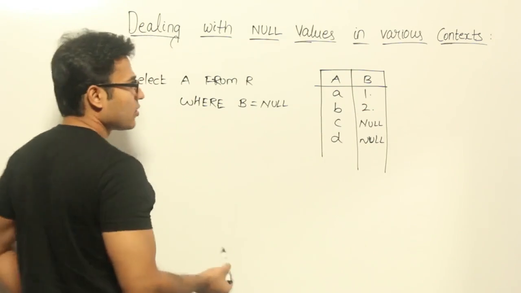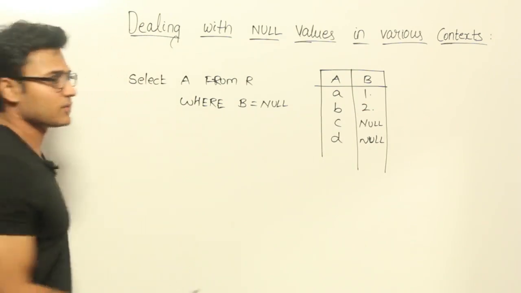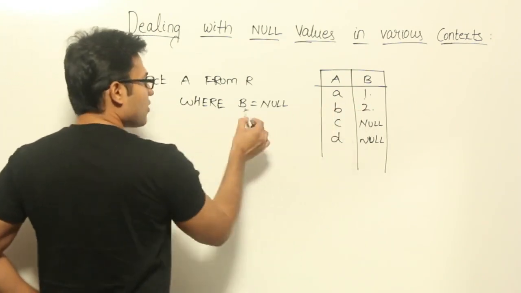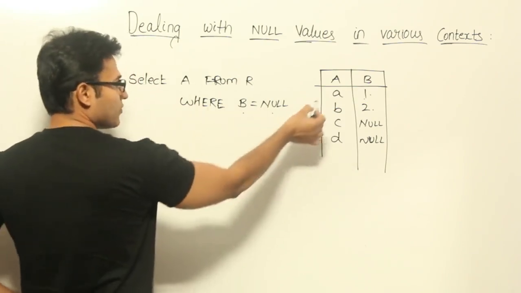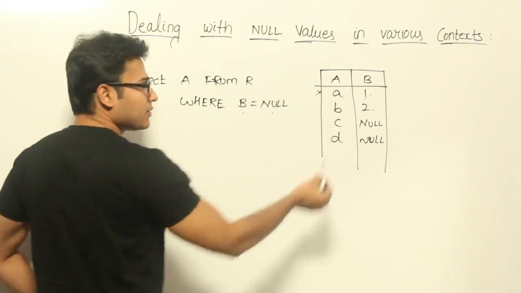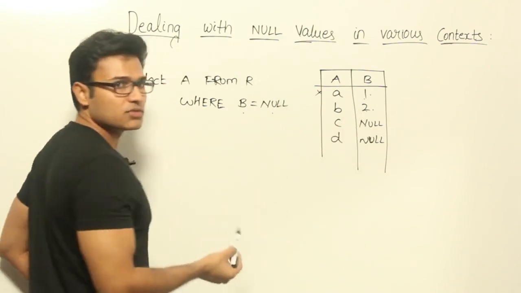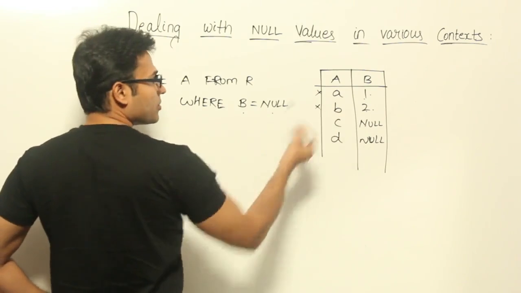Now what happens is, 1 equal to null is false and 2 equal to null is false. We are going to compare the values one by one. 1 is compared with null, it is false, therefore that value will not be printed, and then 2 equal to null is false, therefore this value will not be printed.